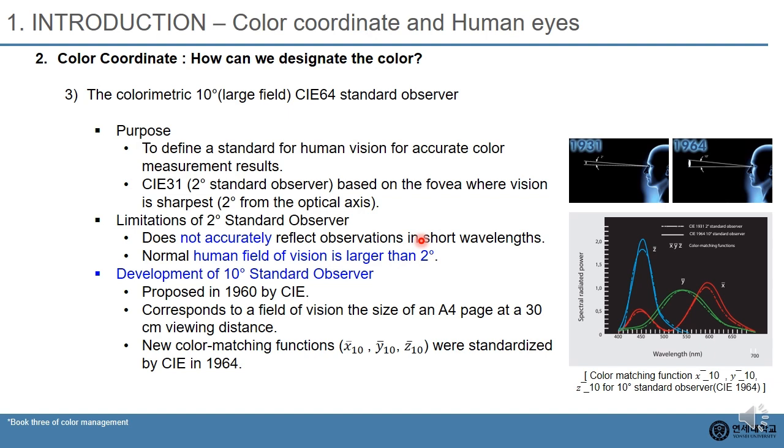The CIE 1964 standard observer corresponds to a large field of vision, the size of an A4 page at a standard viewing distance of 30 centimeters. New color matching functions were standardized, providing a more accurate representation of human color perception.